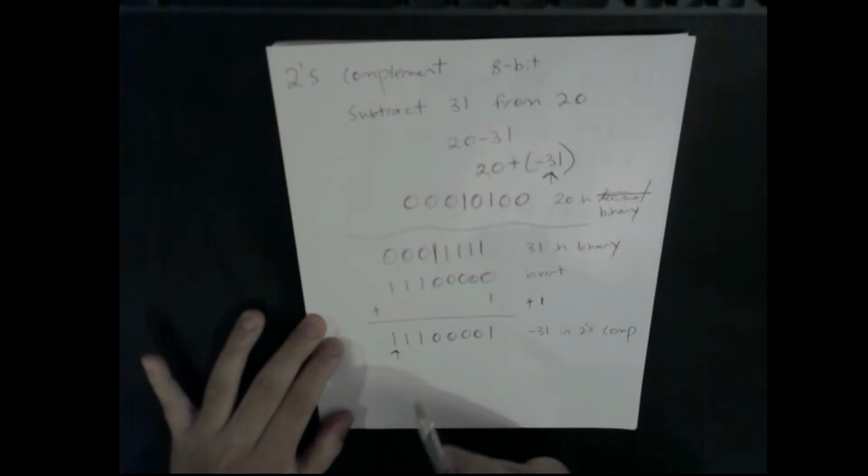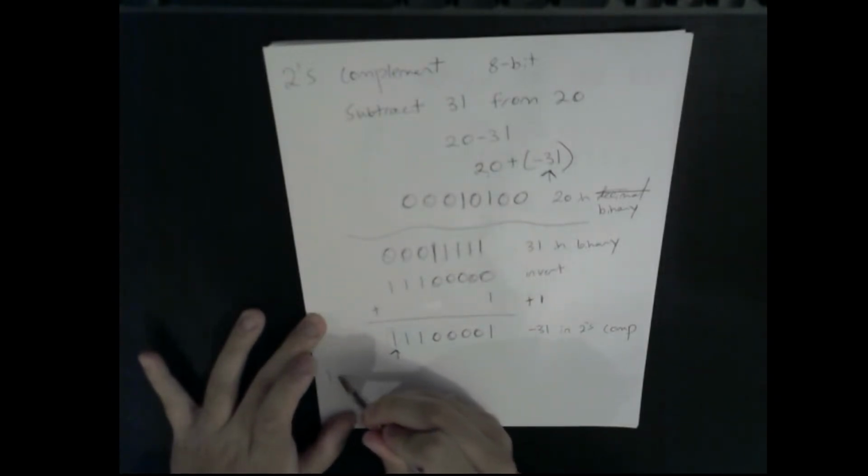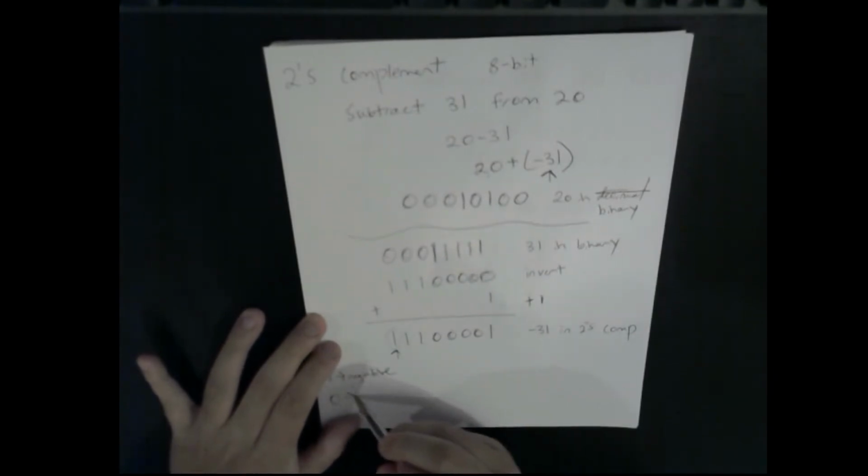So let me explain a little bit about 2's complement numbers. This is an 8-bit 2's complement representation of negative 31. And a special thing about 2's complement is you see this bit right here? This tells you what the sign of the number is. So if I have a 1 here, that means my number is negative. And if I have a 0 in the most significant bit right here, that means I have a positive number. Okay, so let's continue with this example.